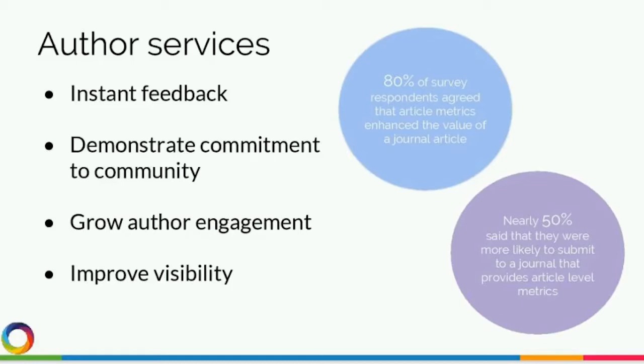The stats that you can see here are from a survey that Wiley ran a couple of years ago now, actually, when they first integrated our badges. And they asked people on their websites what they thought and whether it would make them more likely to submit. So 80% of the people that responded to the survey agreed that the article metrics enhanced the value of the journal article. And nearly 50% said that they were more likely to submit to a journal that provides article level metrics. So it's really interesting to see this feedback and see the impact that offering those additional services has really had to their publishing program.